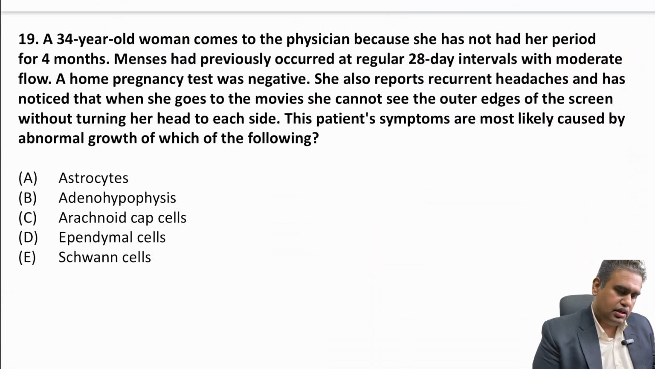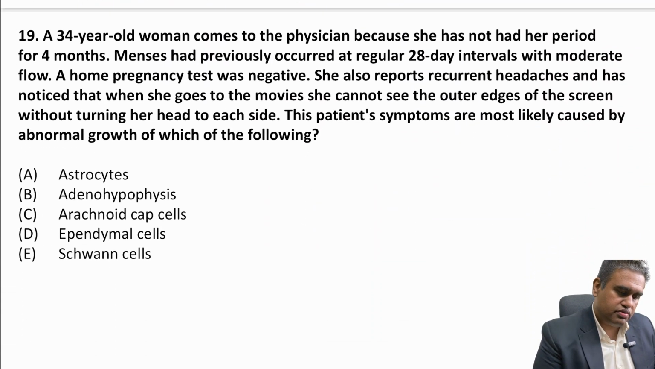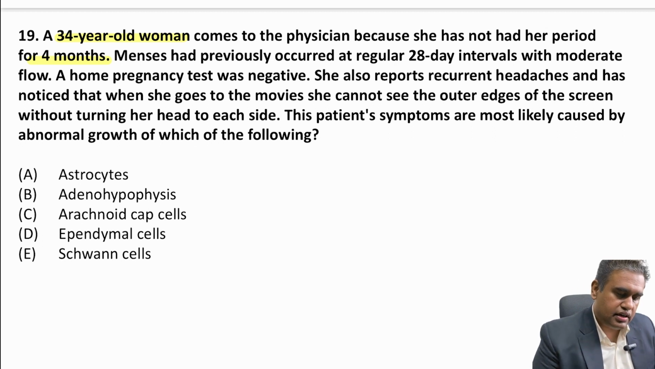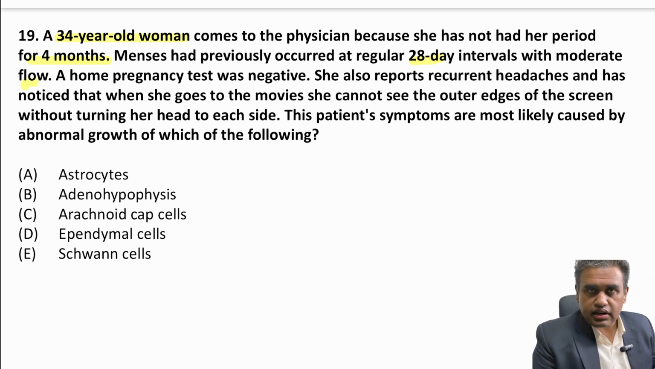A 34-year-old, so a middle-aged lady, comes to the physician because she has not had her period for 4 months. Obviously it's not a menopausal age, but there is some problem in the hormones. Let's see. Menses had previously occurred at a regular 28-day interval with a moderate flow. A home pregnancy test was negative, so pregnancy is negative.